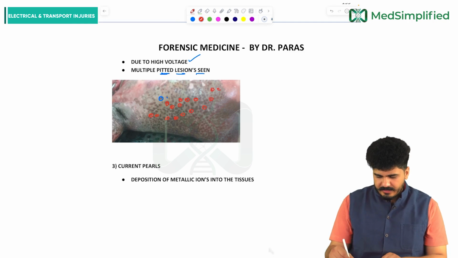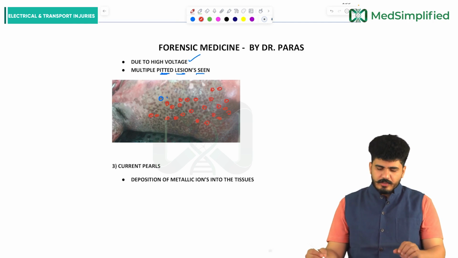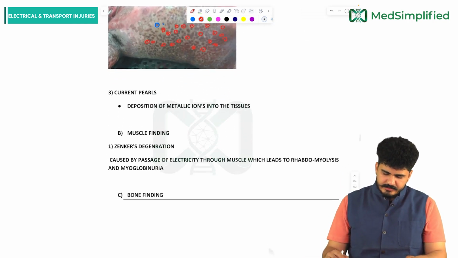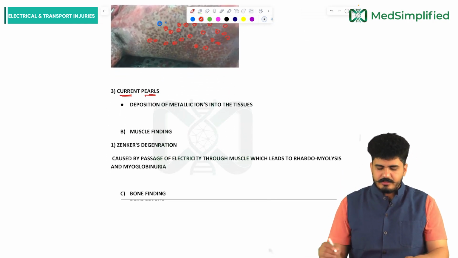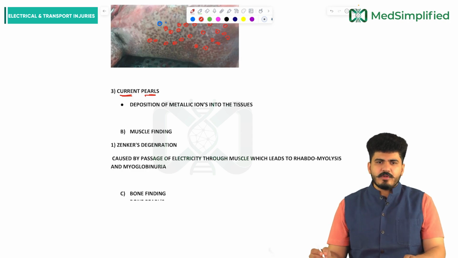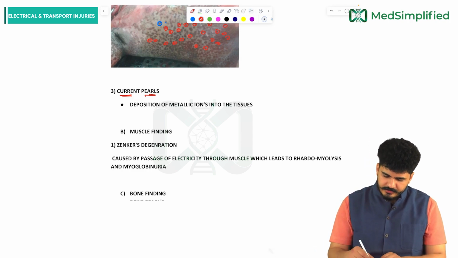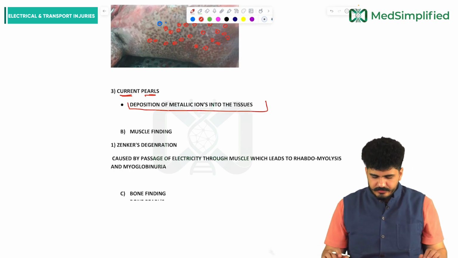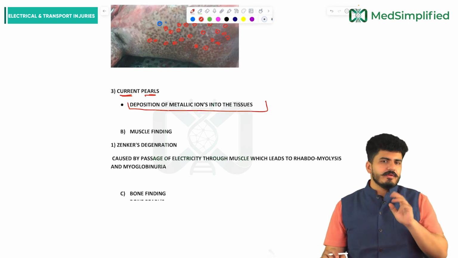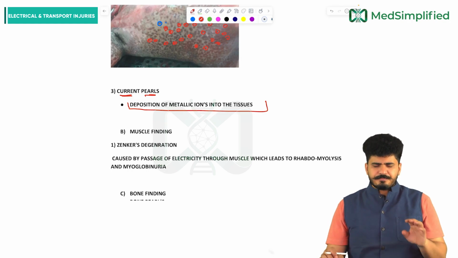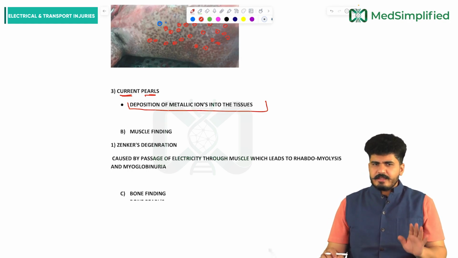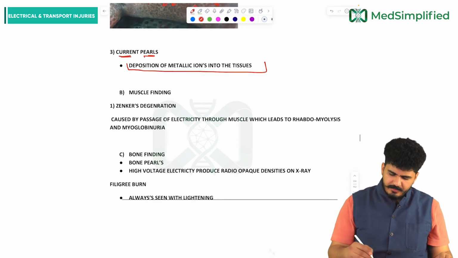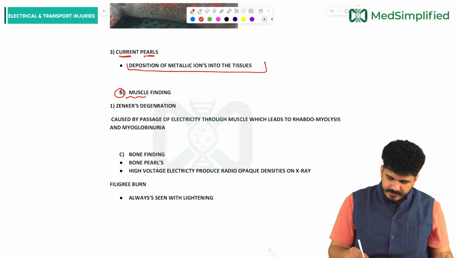It is resembling the crocodile skin, my dear, crocodile. Third is current pearls, the deposition of metallic ions onto the tissue. So these are the three findings you are going to see in the skin in electrical injury.